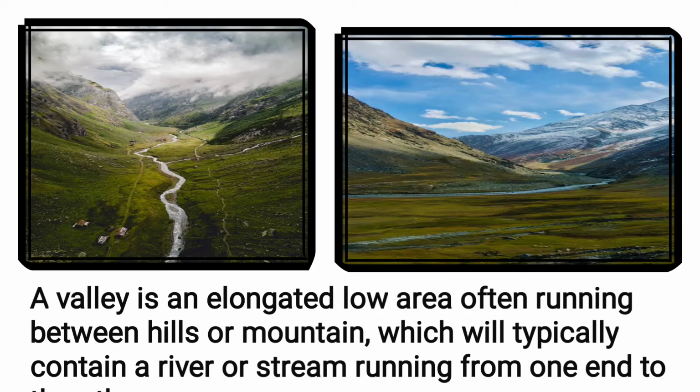A valley is an elongated low area often running between hills or mountains, which will typically contain a river or a stream running from one end to the other. So a valley is an elongated area between two mountains. Now, the San Luis Valley of Colorado is the largest valley in the world.